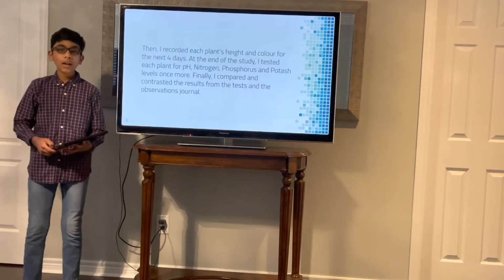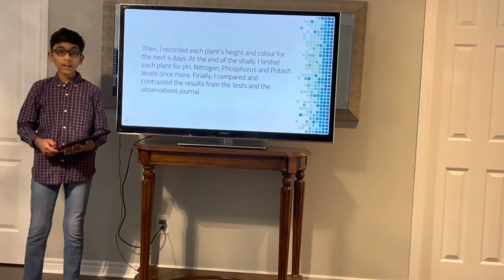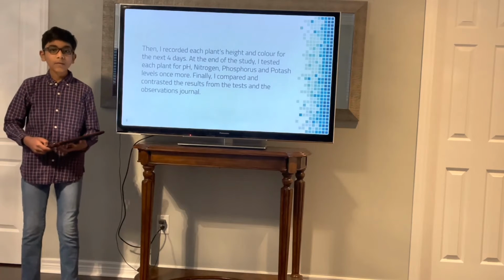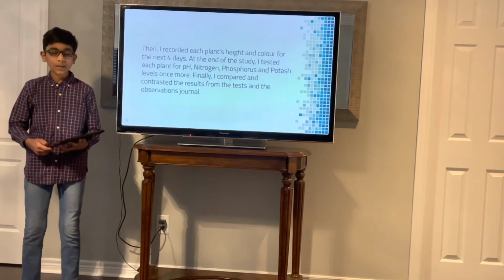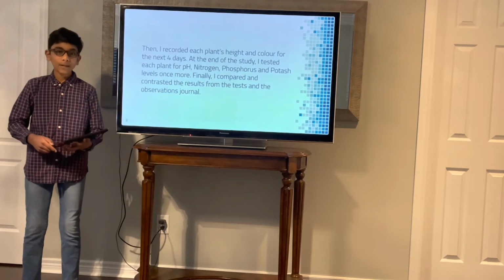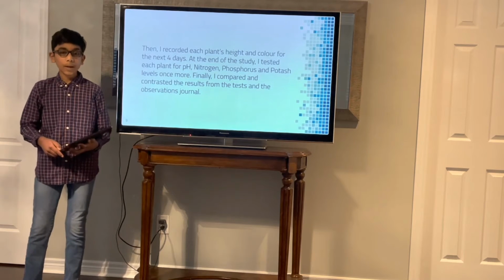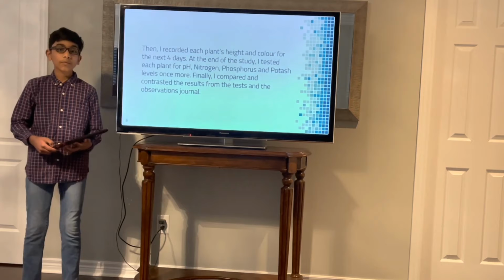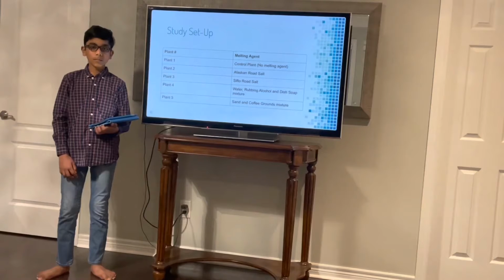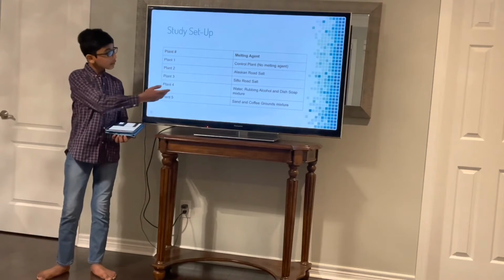After this, I tested each plant for pH, nitrogen, phosphorus, and potash levels again, and I compared and contrasted the notes from my observation journal and from the test results. This is how I set my project up.